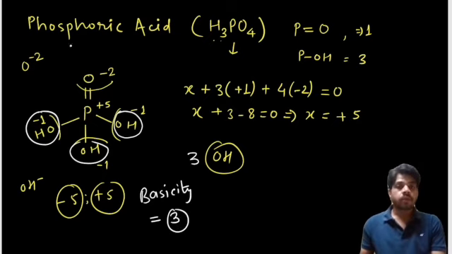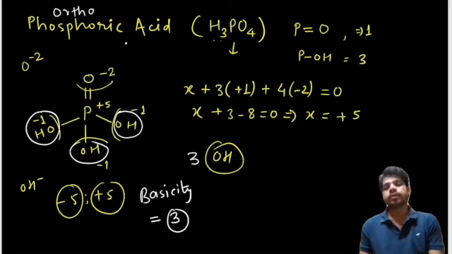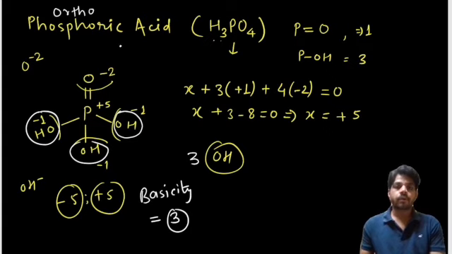Now one more thing, phosphoric acid is also known as orthophosphoric acid. So it has two names, orthophosphoric acid and phosphoric acid. If a question says orthophosphoric acid or phosphoric acid, it means the same, right?